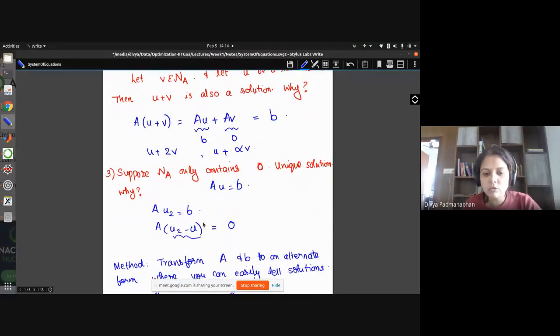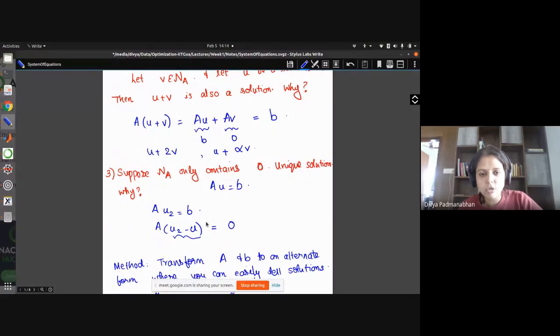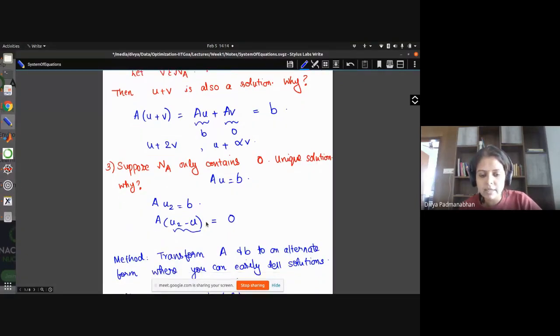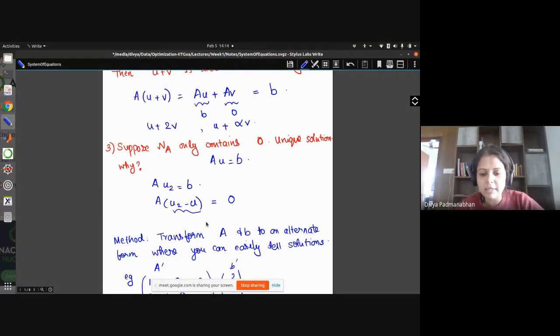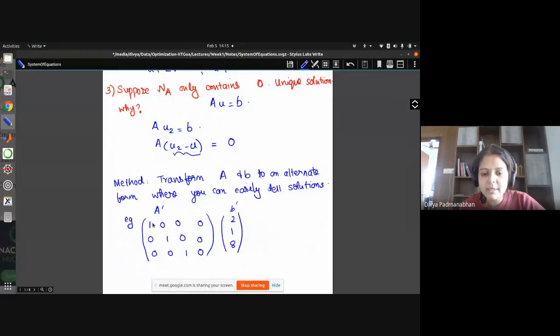Now, in order to actually find the solutions, you need to do some operations to transform A to some alternate form where you can easily tell the solutions. An example is this. Suppose you did a set of operations, which we will come to soon, and you got an equivalent form of this. You did some operations on A and B, and this is what you got.